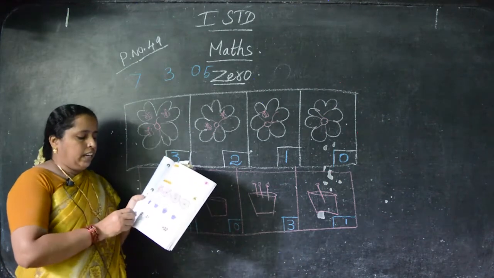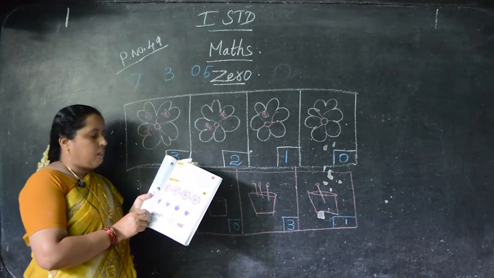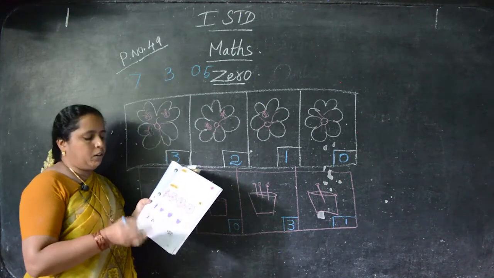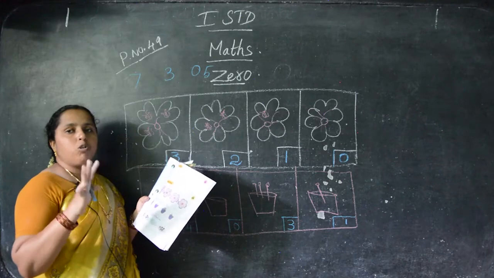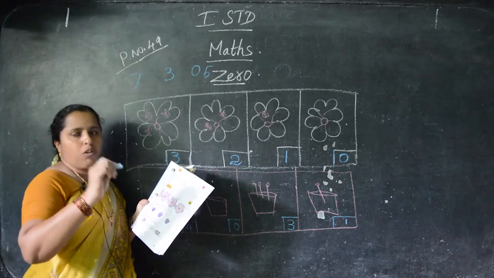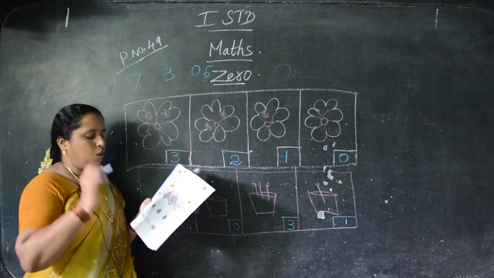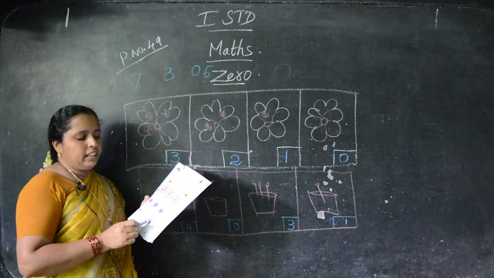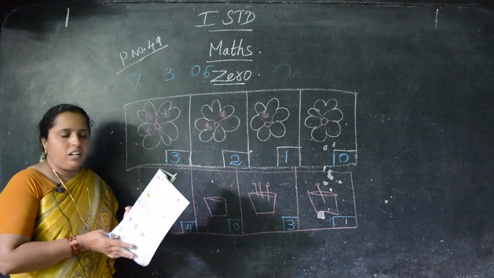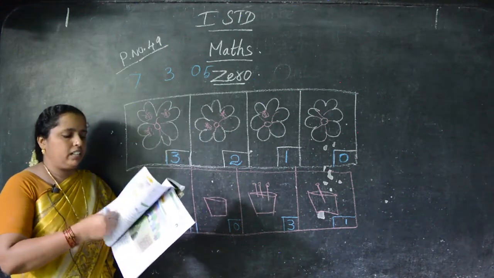Okay. Here, see, in the first plate there are 7 tomatoes. In the second plate, 3 tomatoes. In the third plate, there are no tomatoes, so for that we have to write 0. In the fourth plate there are 5 tomatoes, so you should write here 5. Okay, children, have you all understood this one?